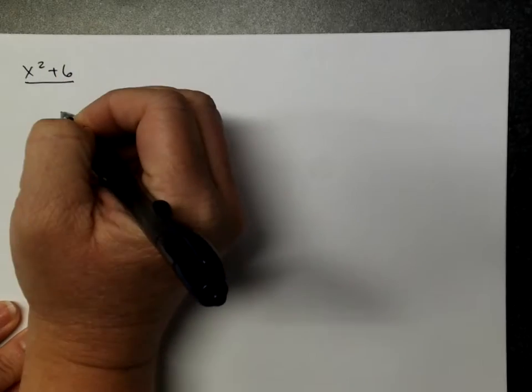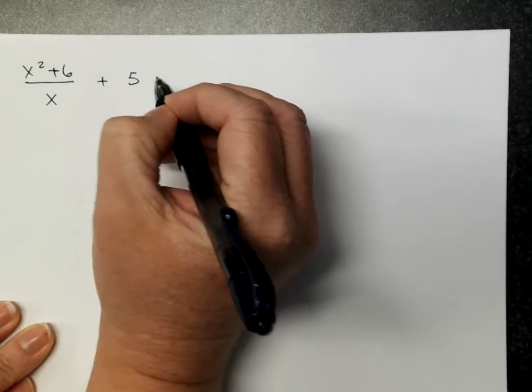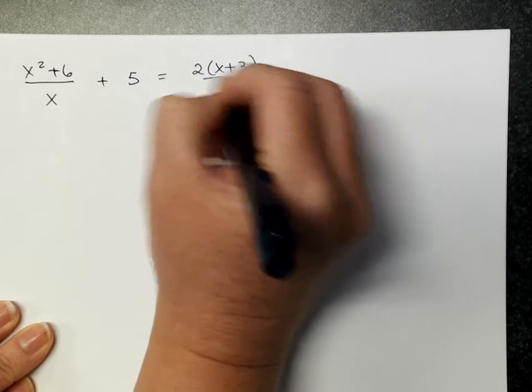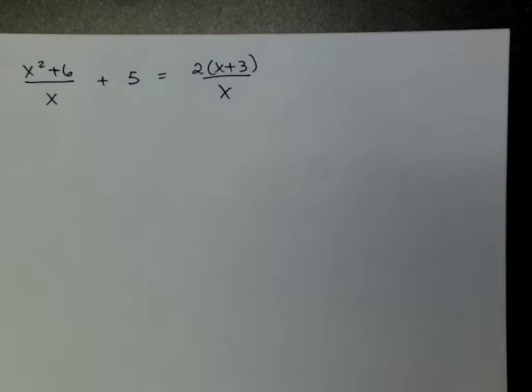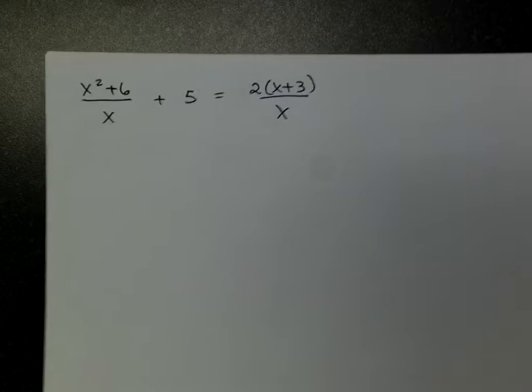So let's do x squared plus 6 over x plus 5 equals 2 times x plus 3 over x.